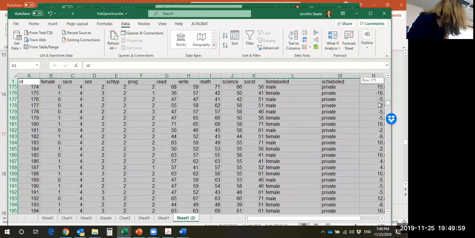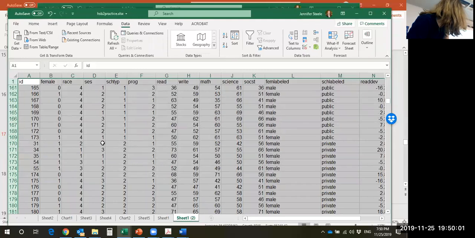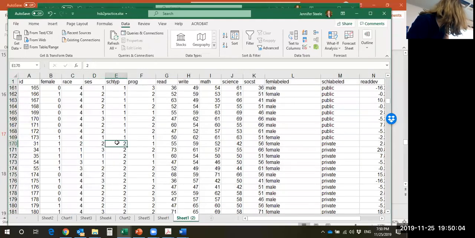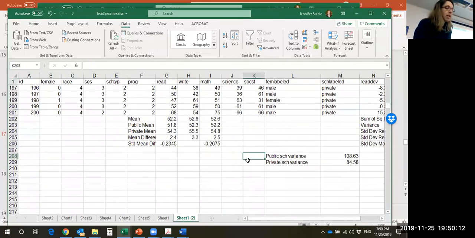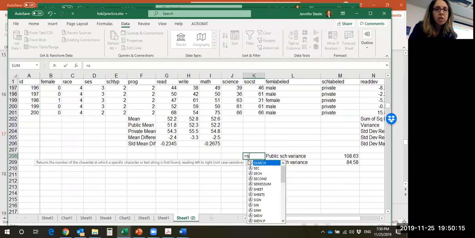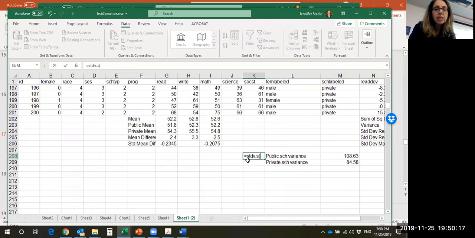And then starting in row 170, all of the private schools are together. So once that's true, it would be much easier to get the standard deviations the old-fashioned way, which is STDEV.S, and it would just be like G2 to G201, oh wait, no, G2 to G169, because we sorted it and they changed at 170. So I square that, whoops, standard deviation.